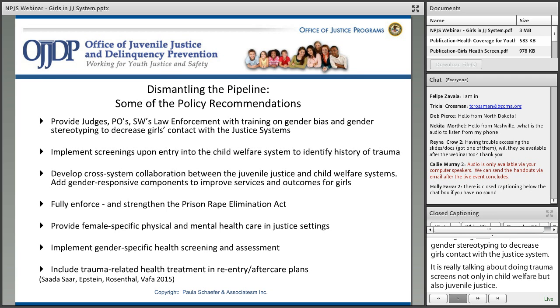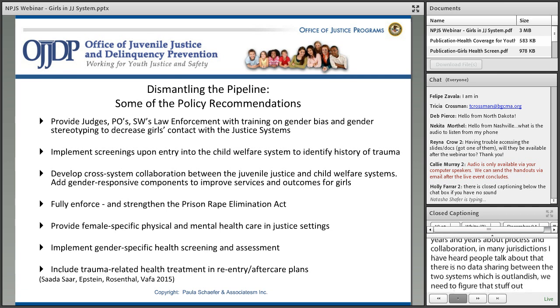And of course, we've been talking for years and years about cross-system collaboration between the child welfare and juvenile justice systems. But in many jurisdictions, I have heard people say that there is no data sharing between the two systems, which to me is just outlandish. We need to figure that out, folks, so that we can really take a look at girls. When we have girls in the juvenile justice system, it began within the child welfare system, the child protection services. So we really have to get over that whole data sharing thing and work together. We need to add gender and culturally responsive components to improve services and outcomes for girls.